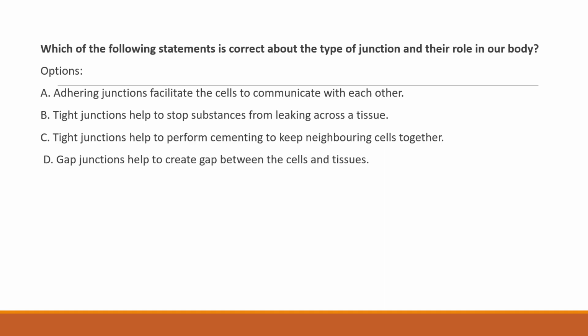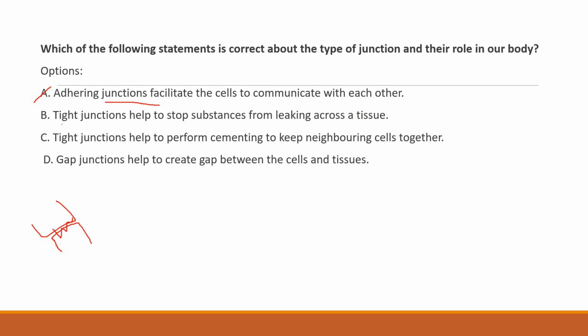Option A is adhering junctions facilitate the cell to communicate with each other. It's not the correct answer. What is adhering junction? It keeps two cells adhered. That is, if this is the cell and it's the neighboring cell, this adhering junction helps to adhere between the cells, or it performs cementing to keep the neighboring cell together.